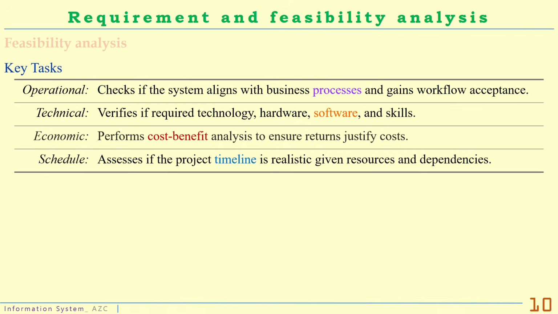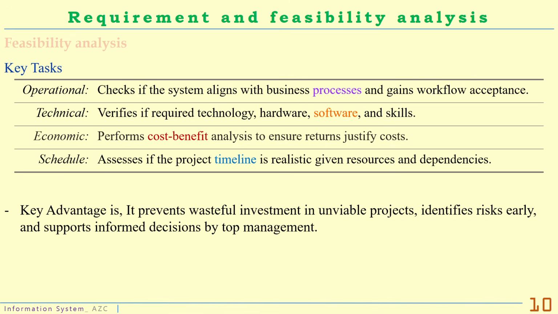Key tasks: checks if the system aligns with business processes and gains workflow acceptance. Verifies if required technology, hardware, software, and skills are available. Performs cost-benefit analysis to ensure returns justify costs. Assesses if the project timeline is realistic given resources and dependencies. Key advantages: it prevents wasteful investment in unviable projects, identifies risks early, and supports informed decisions by top management.